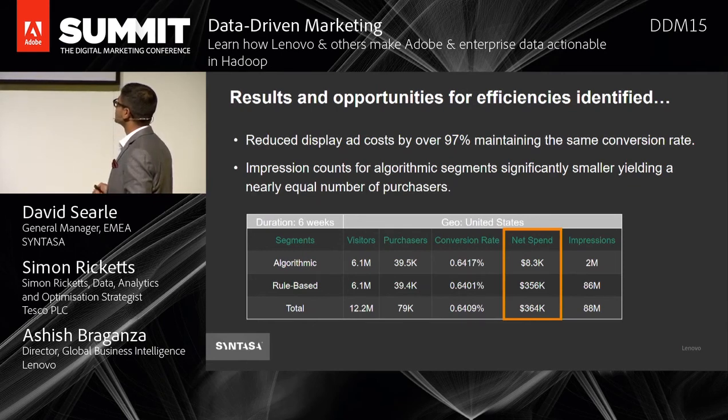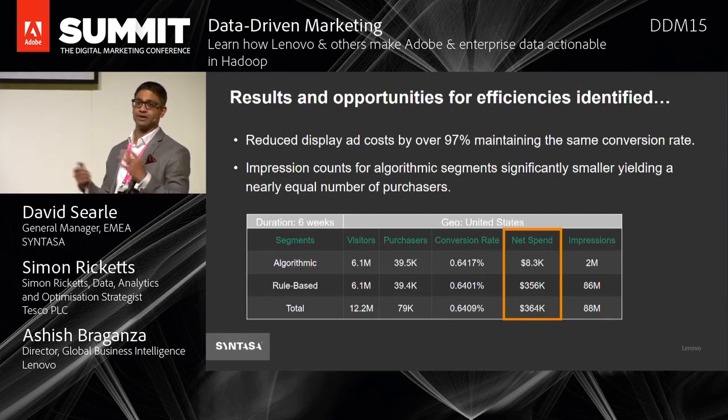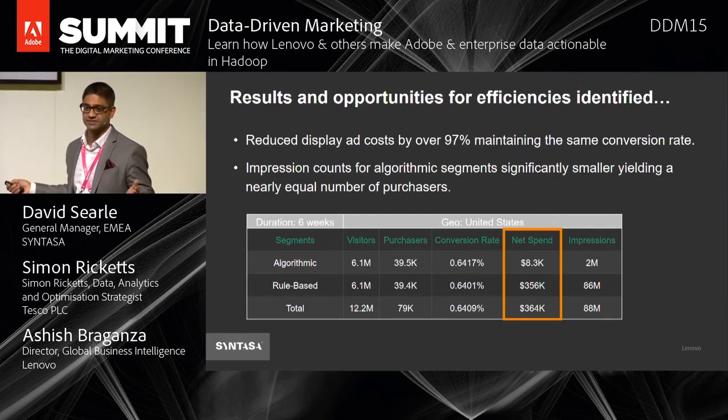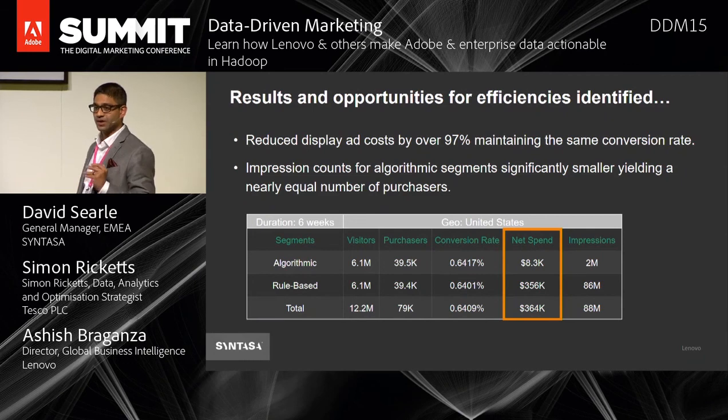In terms of impressions, because it was highly specific and highly targeted to just the 90% that I showed you, we only needed about 2 million impressions for algorithmic to generate the same level of parity. So we didn't outdo the total size of the pie, but just maintained it, and there was a huge cost savings because we cut out all the waste that was associated with the program.